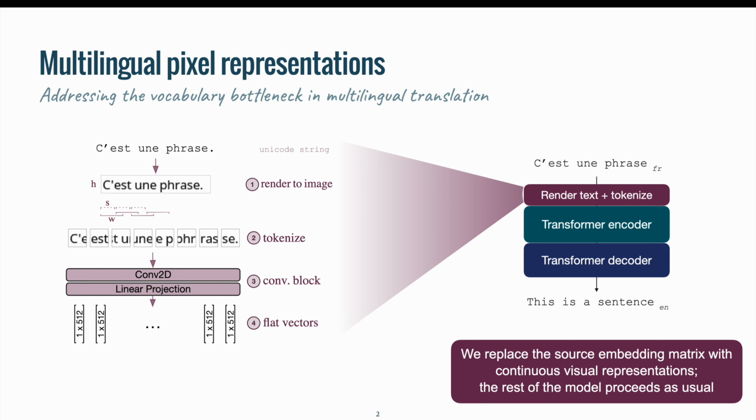We start from the same Unicode strings as traditional approaches, but in place of subword tokenization, we render strings as sentence-level images. We then use strided windows to tokenize this image into fixed size patches. From here, we jointly learn representations with the downstream task using a convolutional layer and linear projection to 512-dimensional vectors, similar to traditional embeddings. The rest of the model proceeds as usual. This approach allows us to have a dynamic input space without a fixed vocabulary.